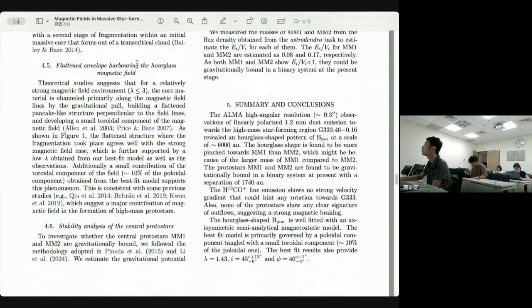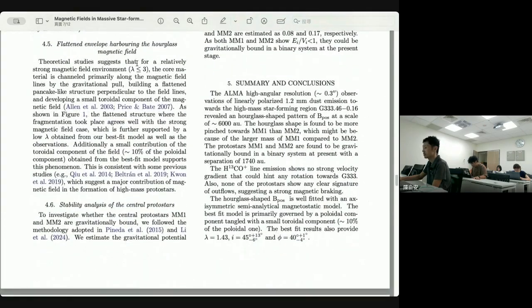So their summary: their work shows the magnetic field toward G333 is strong enough to stabilize the environment toward the center. And a low ratio of turbulent to magnetic energy indicates a suppression of the turbulence by the magnetic field in this region. However, gravity is much larger than both of these. That's the summary, so let's go to questions and comments.